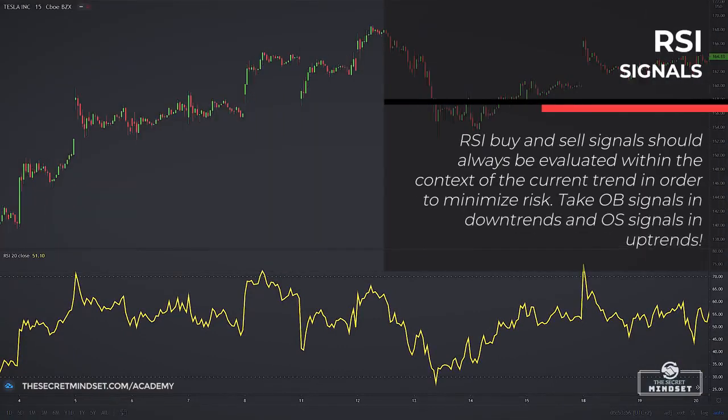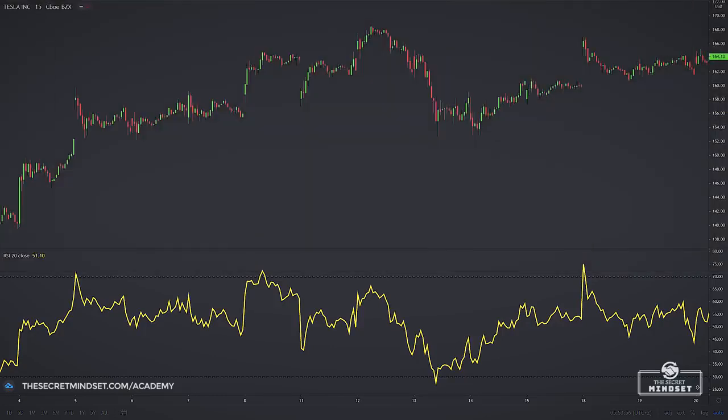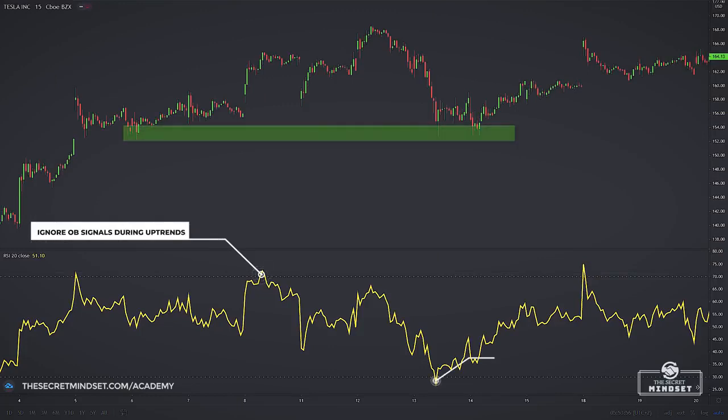Also, RSI buy and sell signals should always be evaluated within the context of the current trend in order to minimize risk. For example, if a price is forming a strong uptrend, you should ignore oversold readings that oppose the current trend. Always remember that RSI overbought and oversold areas as a solitary signal is not entirely reliable and require complementary tools to strengthen the signal.